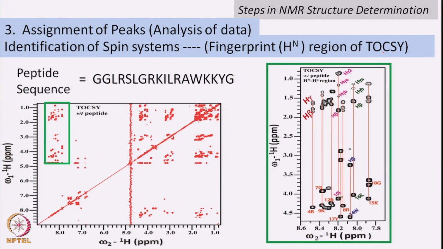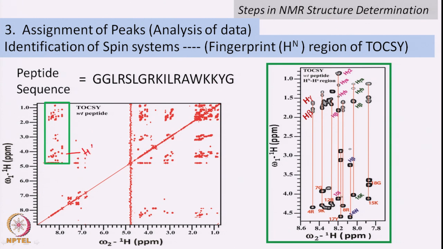Let us see, I am taking a sequence of 18 amino acids: G G L R S L G R K I L R A W K K Y G. This is the single-letter code of the different amino acids, and this is one peptide which is an 18-mer. Now, we have a beautiful TOCSY spectrum. At the moment, for simplicity, I just concentrate on this region, which is NH to aliphatic H. These are all H alpha, H beta, and here are H methyls.